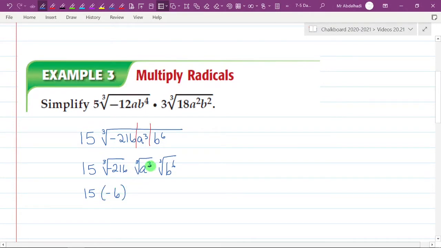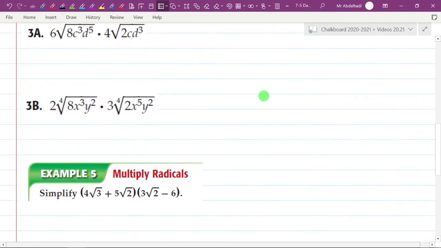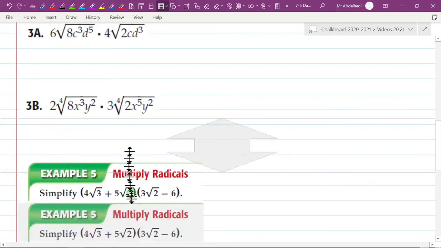Now this right here, a to the 3rd power, 3rd root. You're supposed to divide power by root, so 3 divided by 3 is 1, so this is just a to the 1, which is just a. And this is 6 divided by 3, which is 2, so this is b squared. Now 15 times 6 is 90, so this is negative 90 ab squared, and we are done with that example. All right, let's try one with a 4th root here.